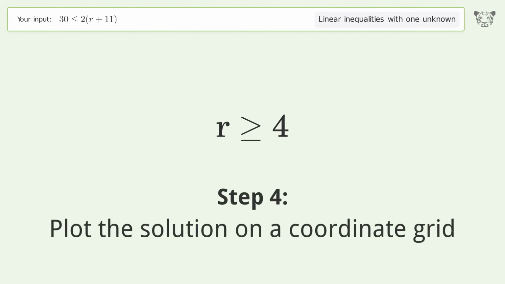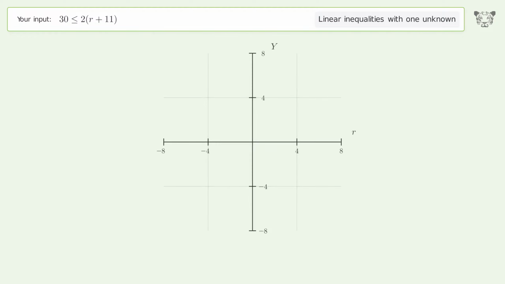Plot the solution on a coordinate grid. And so the final result is r equal or greater than 4.